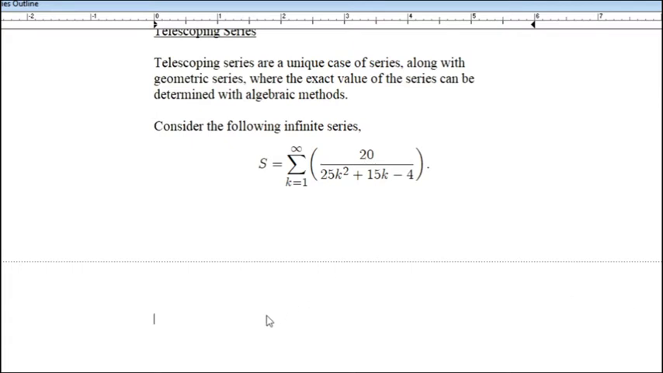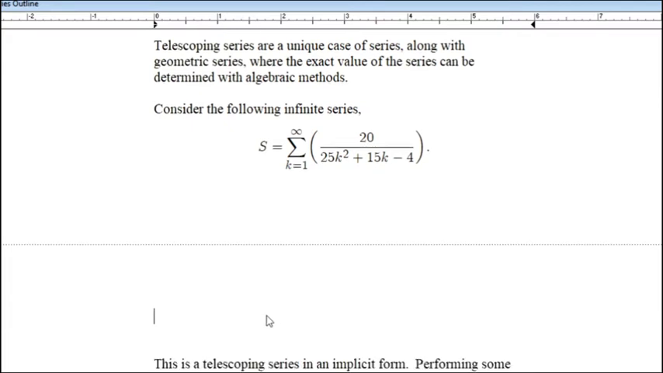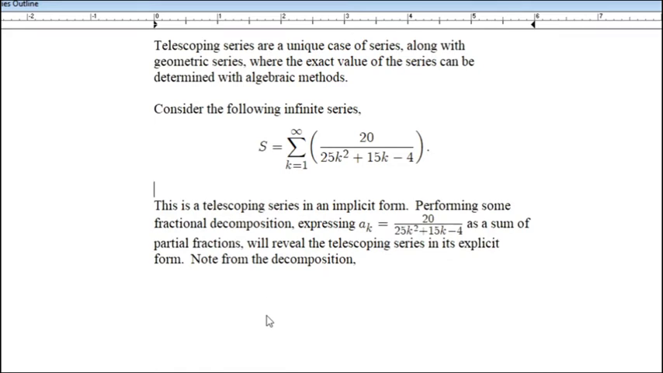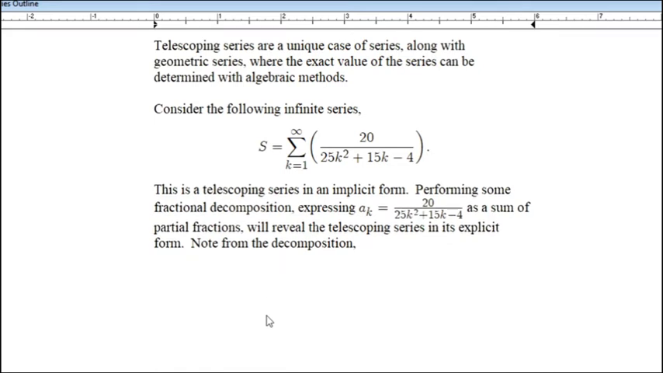So we'll bring into view some notes. What we have here in this infinite series is a telescoping series, but it is expressed in a bit of an implicit form. Performing a little fractional decomposition and expressing this argument as a sum of partial fractions will help to reveal the telescoping series in its explicit nature.